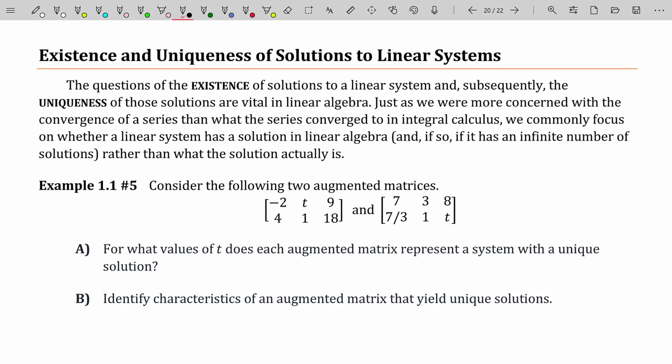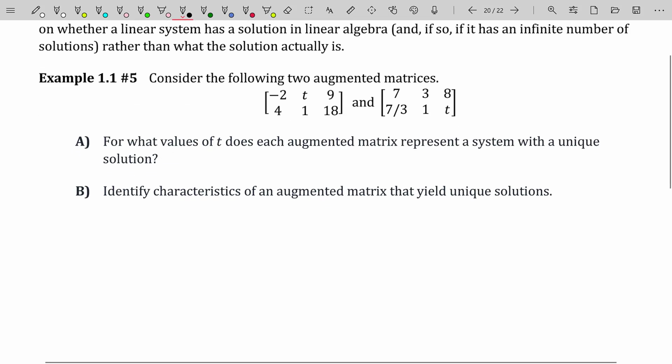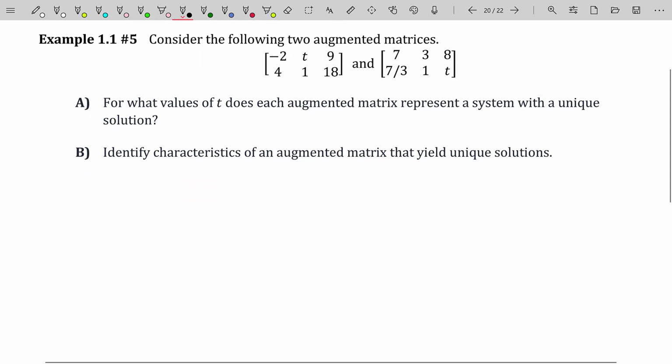Just as we're more concerned with the convergence of a series than what the series converged to in our integral calculus course, we commonly focus on whether a linear system has a solution in linear algebra rather than what that solution actually is. And if we do find out that a system has a solution, we'd like to know, is it unique? This is going to be a massive theme through this course. Like I said, I'm super happy I was informed this video was missing.